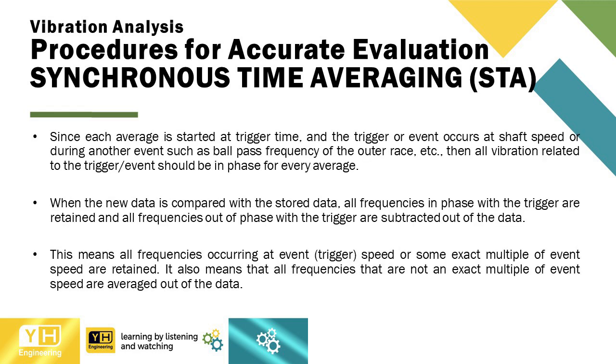Since each average is started at trigger time, and the trigger or event occurs at shaft speed or during another event such as ball pass frequency of the outer race, then all vibration related to the trigger/event should be in phase for every average. When the new data is compared with the stored data, all frequencies in phase with the trigger are retained and all frequencies out of phase with the trigger are subtracted out of the data. This means all frequencies occurring at event, trigger, speed, or some exact multiple of event speed are retained. It also means that all frequencies that are not an exact multiple of event speed are averaged out of the data.